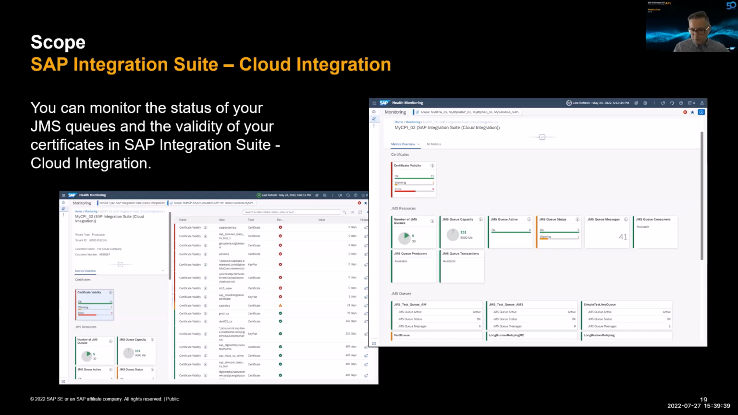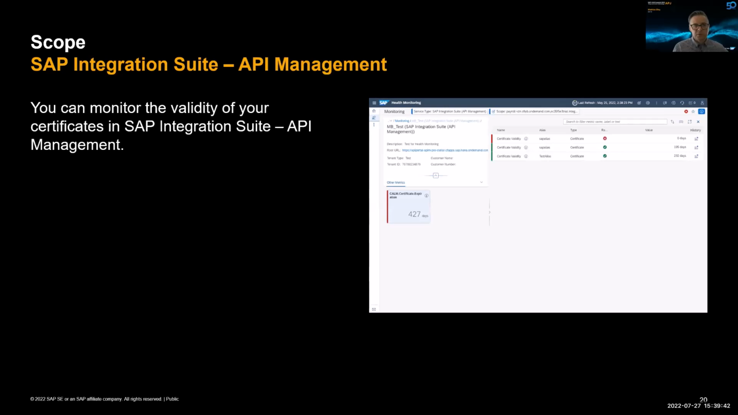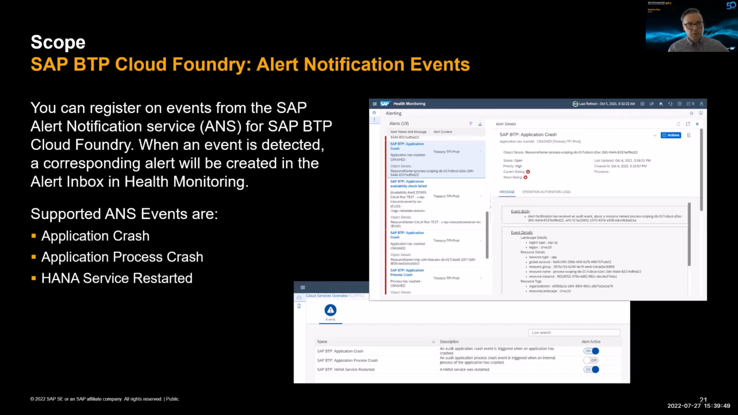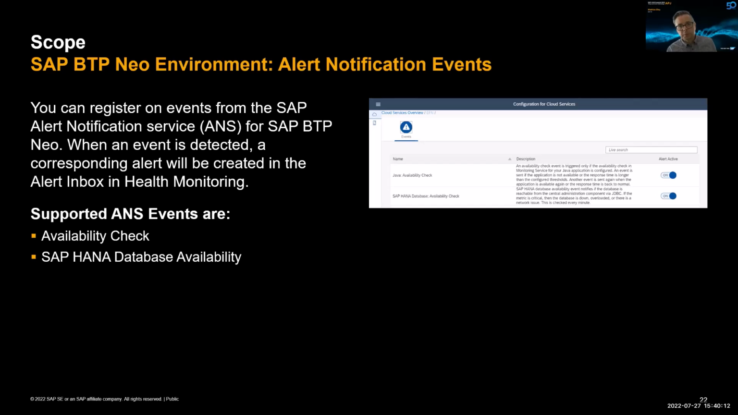And depending on each product, this can be different. For example, for API management, we don't have JMS queues here. We can currently only monitor certificates. For the Cloud Foundry, you have the possibility to say you want to get notified in case an application is crashing or if a HANA service is restarted. So here currently we can only consume alert notification events. And you can then say for which alert notification events you want to create also an alert in the health monitoring.